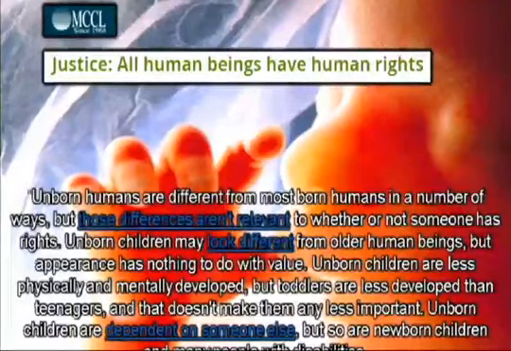And it says justice. All human beings have human rights, or should have human rights. It says unborn humans are different from most born humans in a number of ways, but those differences aren't relevant to whether or not someone has rights. Unborn children might look different from older human beings, but appearance has nothing to do with value.